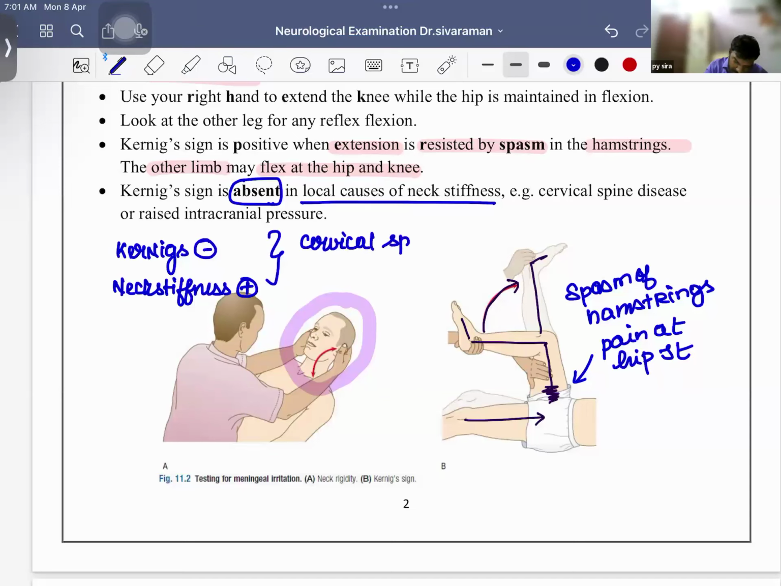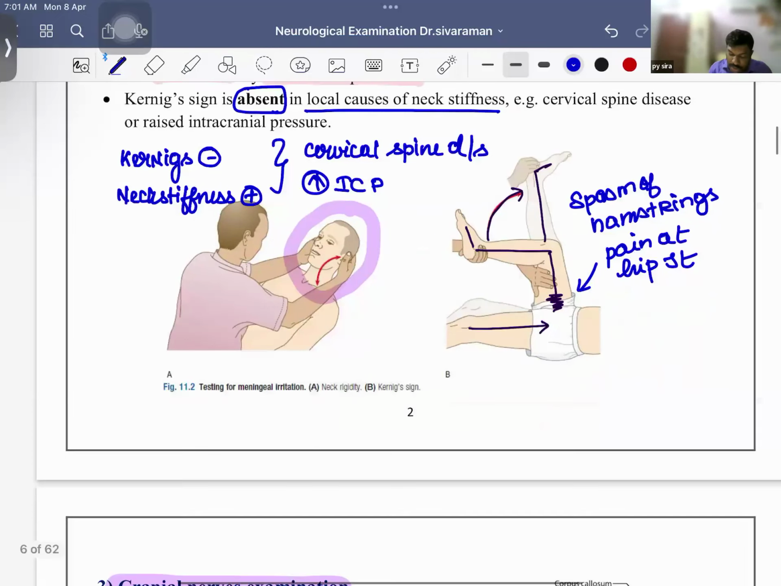cervical spine disease or raised intracranial pressure. This is responsible for this finding. So this is very, very important.